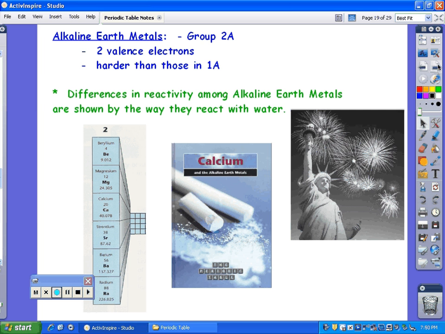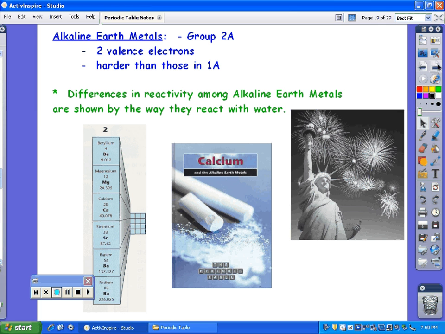The second group in the periodic table is the alkaline earth metals. Unfortunately, it has a name very similar to the alkali metals. They are a little bit different. They're a little bit harder as far as cutting them or using them. They are not nearly as reactive as the alkali metals. They are reactive, but not as reactive. So I guess it's just a level of reactivity.